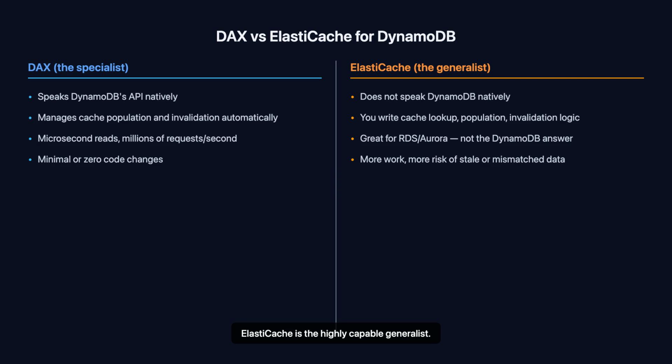ElastiCache is the highly capable generalist. It does not speak DynamoDB natively, so you'd have to handwrite all the cache lookup, population, and invalidation logic yourself. ElastiCache is fantastic in front of RDS and Aurora, but it is not the DynamoDB answer. Reaching for it there means more work and more risk of serving stale or mismatched data.